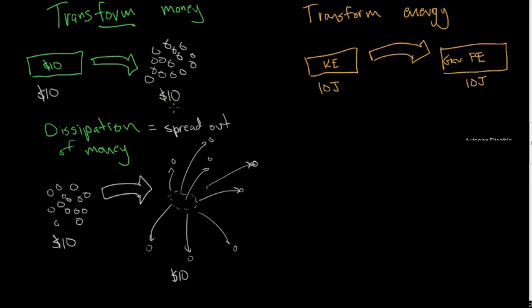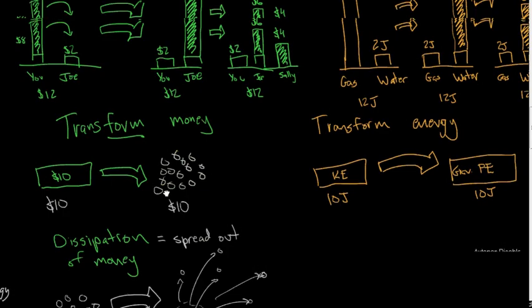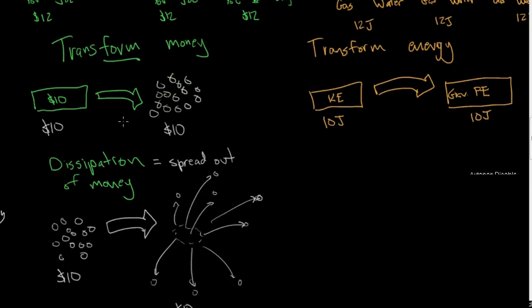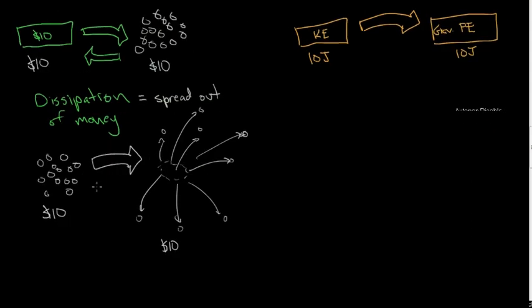Now, the key difference here between this and the other situations is that if you transfer money, you can usually find a way to transfer it back. Because, you know, Joe could give you the money back. When you transform money from bills to coins, you could probably transform it back. But dissipation is different. Dissipation, this spreading out, is one way. So this cannot be reversed. So make it big. Cannot be reversed. Dissipation only goes one way, forwards. And this is true for energy as well.